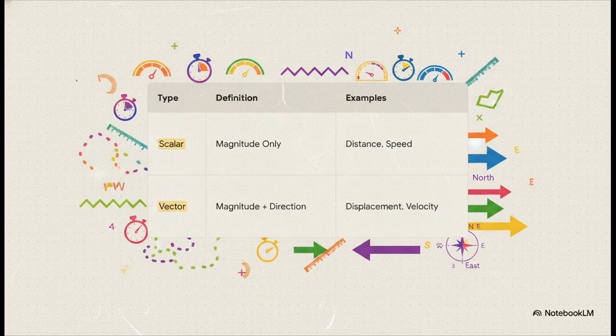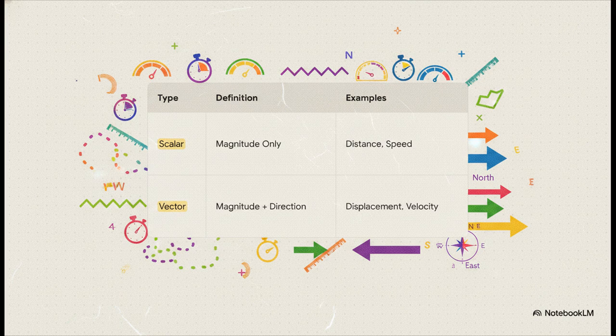So check out this table. A scalar quantity is super simple. It's just a number. It has a magnitude, which is just a fancy word for an amount, like 10 miles or 25 miles per hour. That's it. But a vector adds that second crucial piece of information, direction. So it's not just 10 miles, it's 10 miles north.